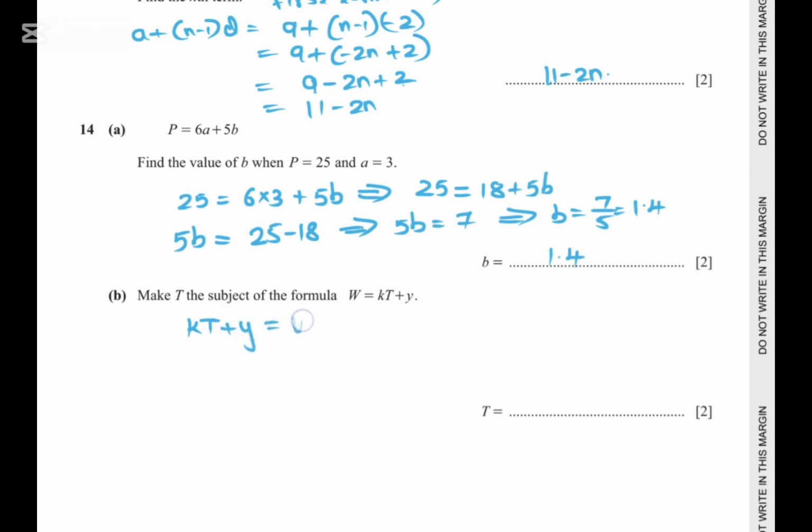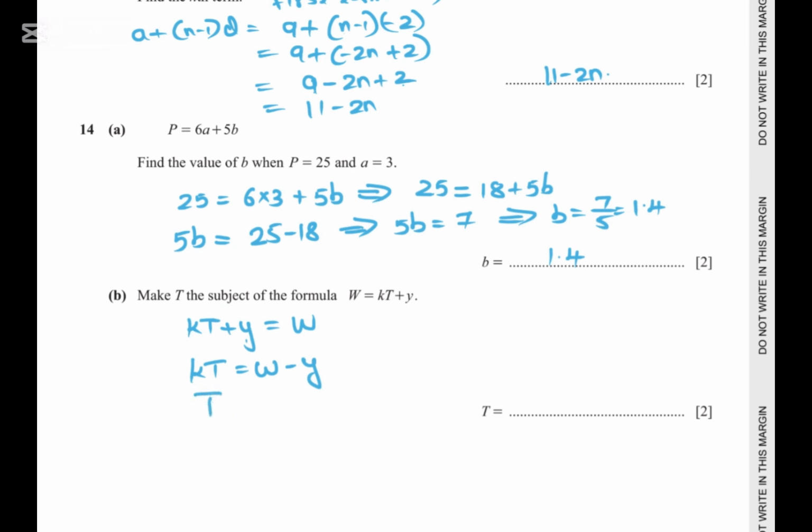is equal to w. Now keeping kt, because kt you cannot directly transpose the variables or constants to the right hand side when the variable which you are making as subject is multiplied to something. So first you have to bring the other one in this expression. So kt is equal to w minus y. It's adding on the left hand side, it gets subtracted.